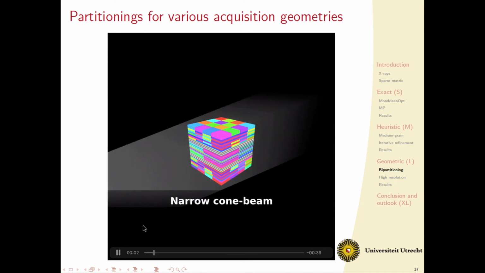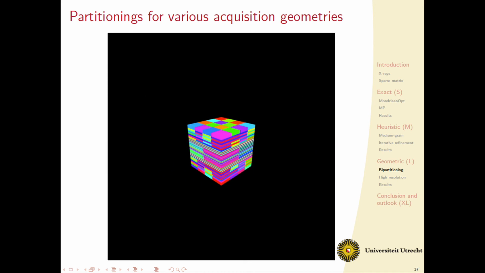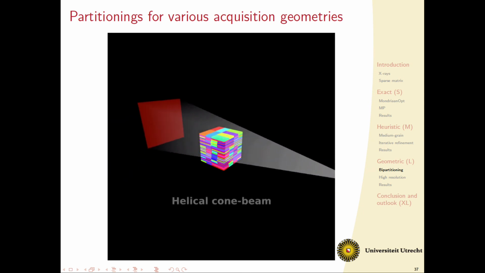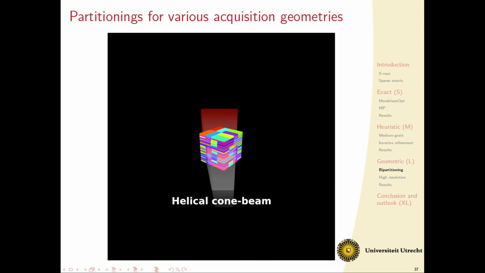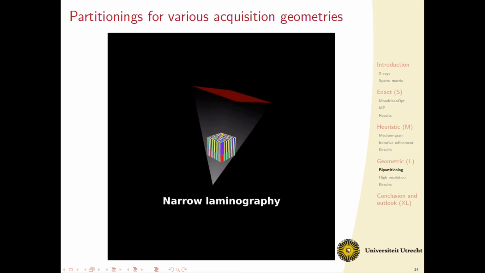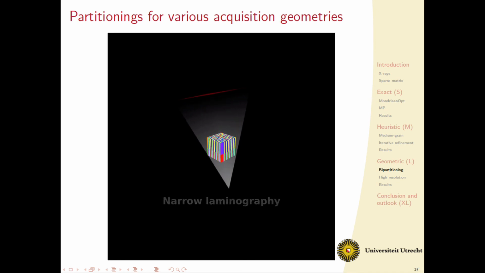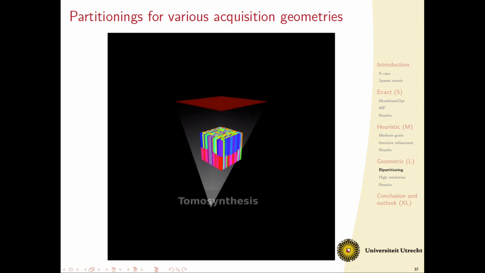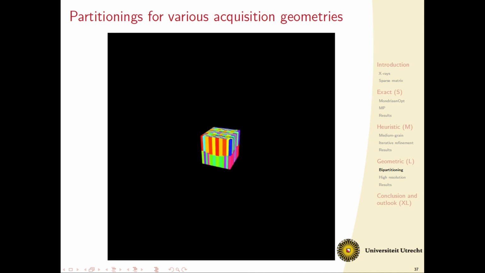So this is the narrow, meaning it is relatively far away. And you see that near the center, the slabs are closer together. This is helical cone beam, so it's quite uniform how it's divided. The laminography, where both the source and detector move in a circle, and there you get these elongated blocks. And similarly for tomosynthesis, at the airport security, this is how you would split up the space.